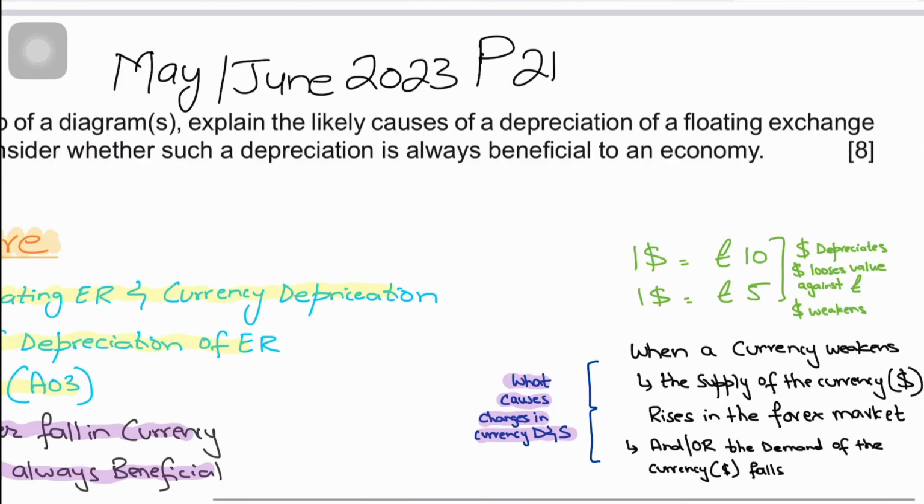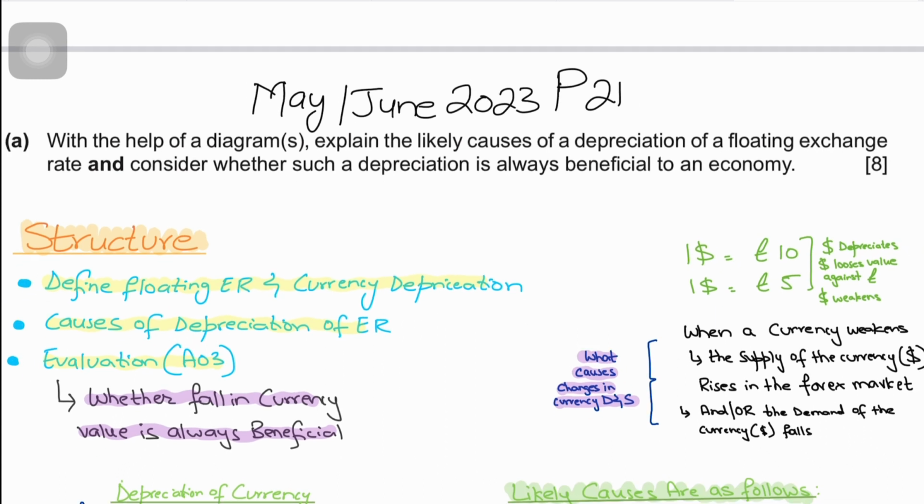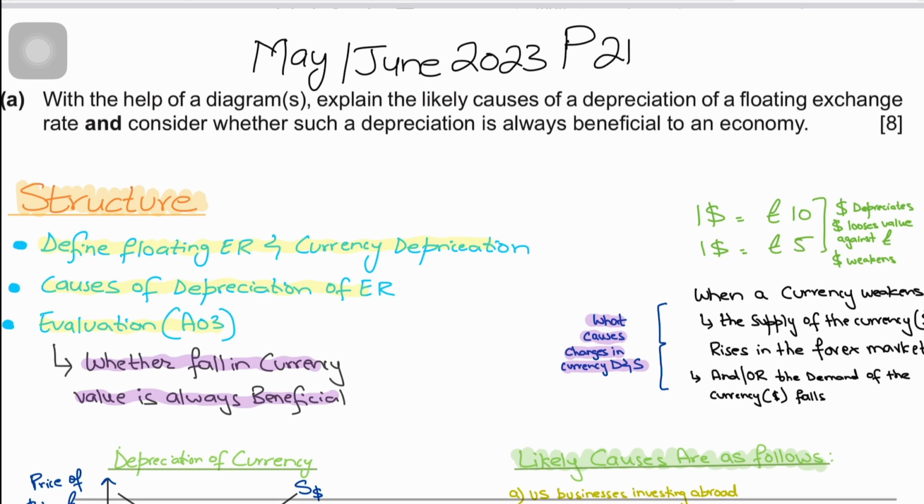Now, moving on to the evaluation part of the question, where the question says consider whether such a depreciation is always beneficial to an economy. We know that post 2023, the 8 marker involves an evaluation, which the examiner has given a weightage of 2 marks.